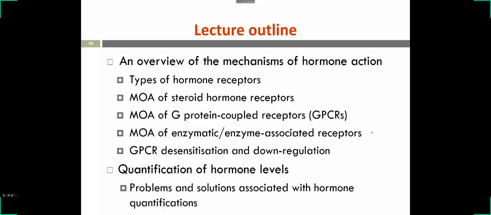So we talked about some of the receptor families. We've talked about the mechanism of action, steroid hormone receptors. We've talked about the GPCRs. We've talked about the enzyme-linked receptors. And now we want to talk about how do we turn these signals off, okay? At least in the case of GPCRs, as they have a unique mechanism of desensitization.